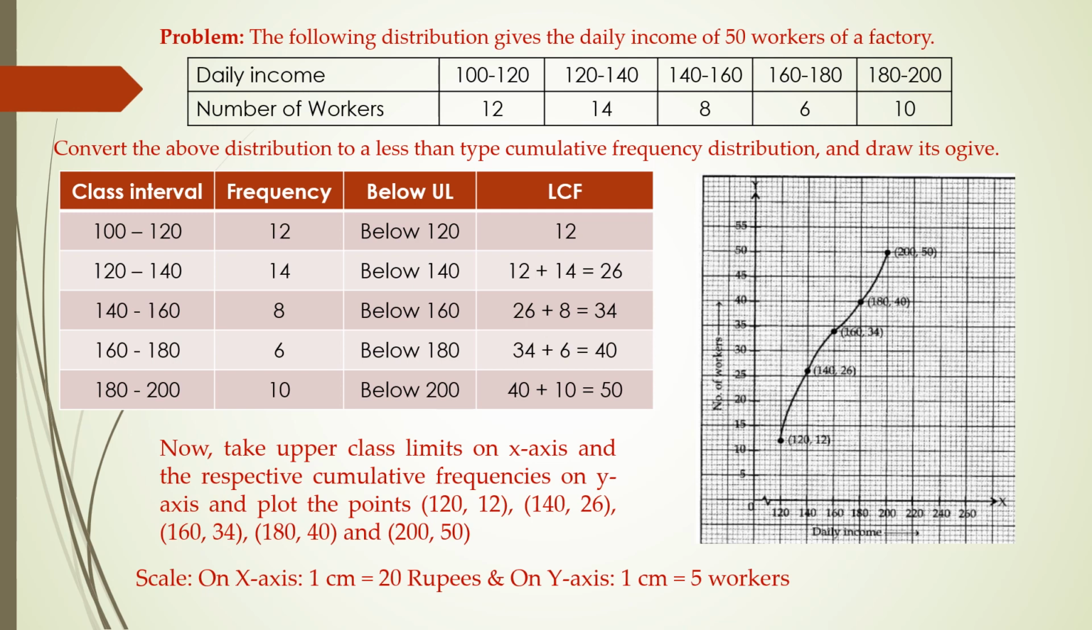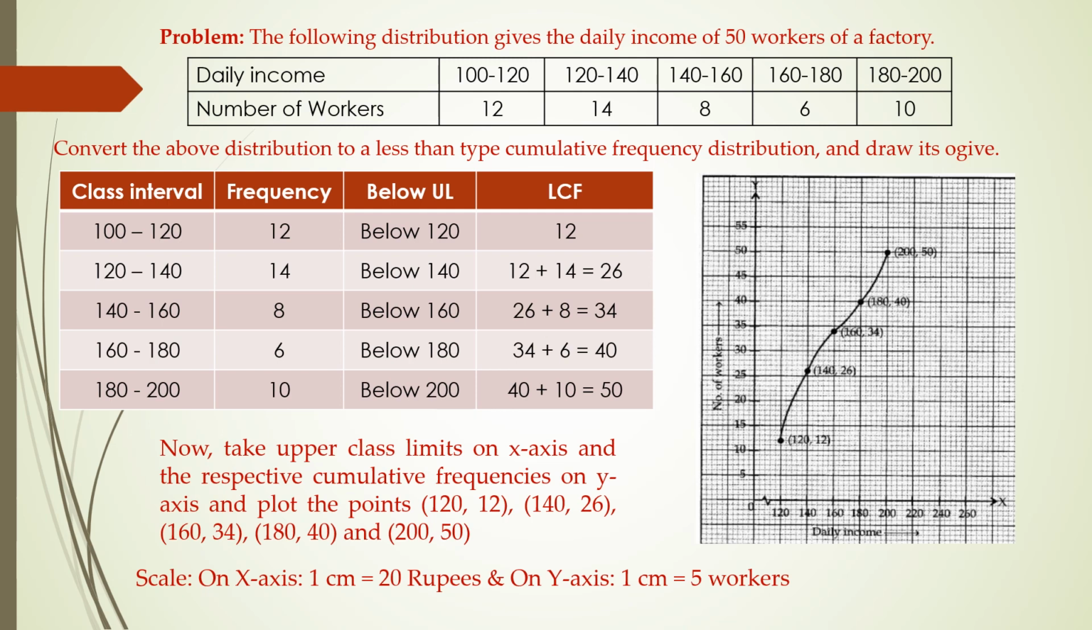Now to plot 120, 12, start from the origin, move 120 units towards the right till 120, then 12 units upwards. That is 120, 12; this point is it. To plot 140, 26, from the origin move to 140 and 26 units upwards. This is 140, 26. We know this process already. In a similar way, we can plot the remaining points on the graph.